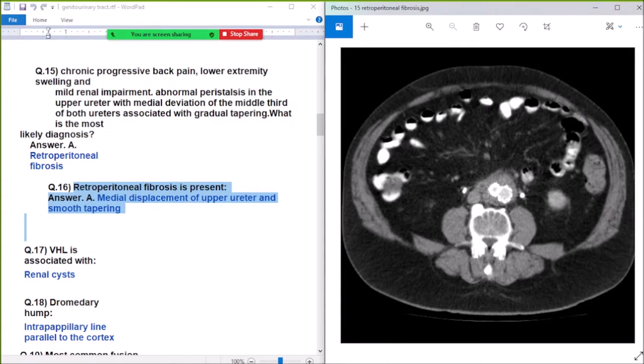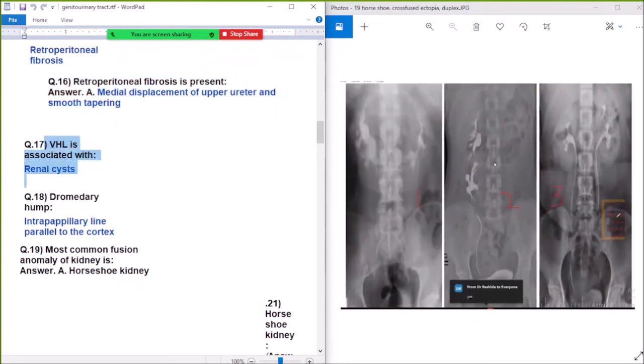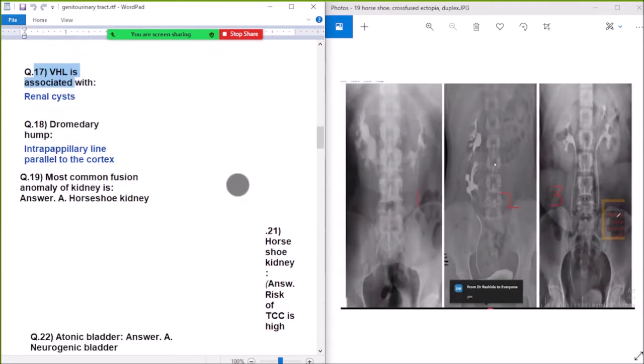Renal failure may appear. Question 17. VHL is associated with renal cysts. Question number 18. Column of Bertin, hump, interpapillary line parallel to the cortex.